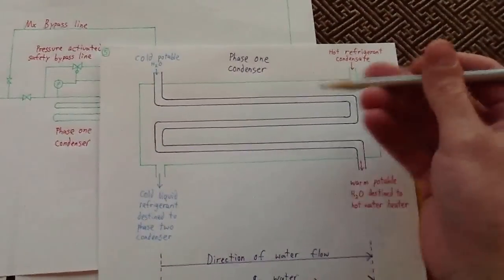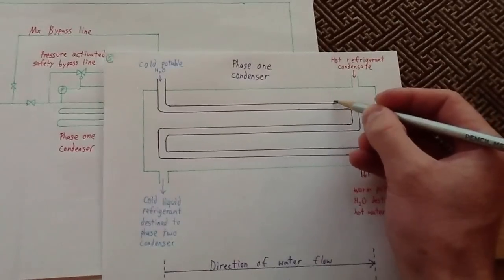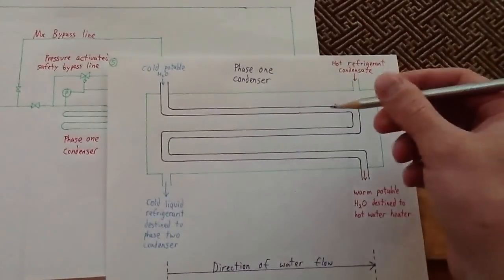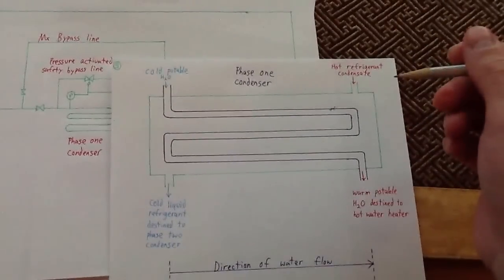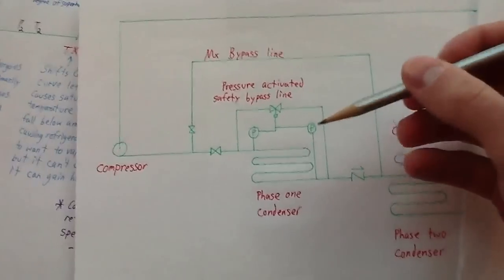However, you know what happens if you have some pitting right here? Let's say you remove a section of this, or it develops a hole, develops a leak in there. Kind of a dangerous condition, because now you're adding refrigerant into your potable water line. So that's what this little system right here is for.